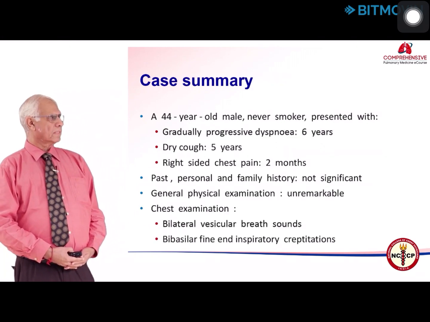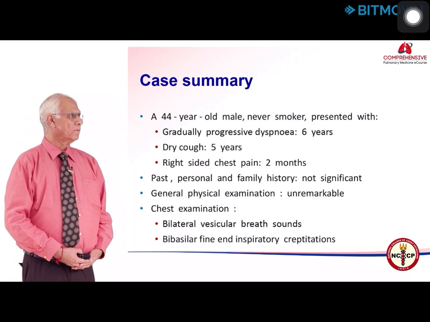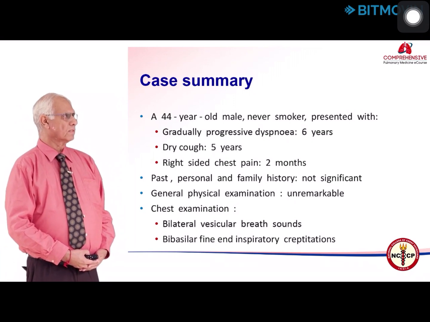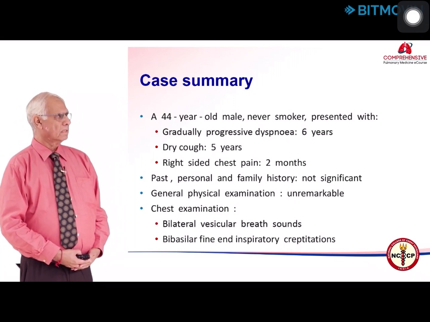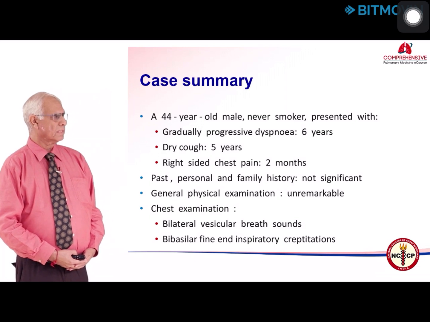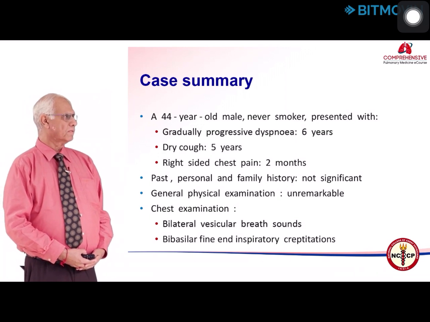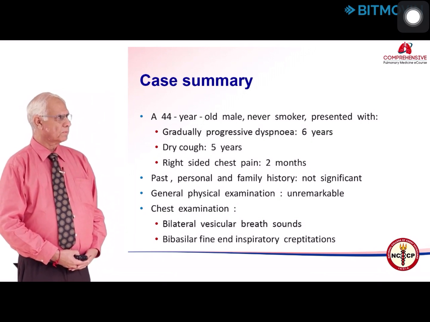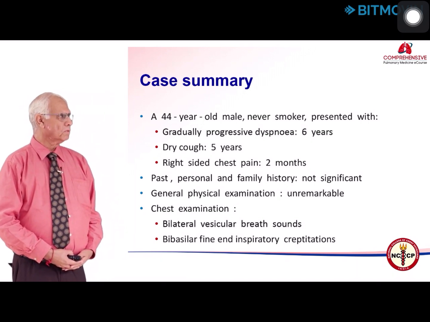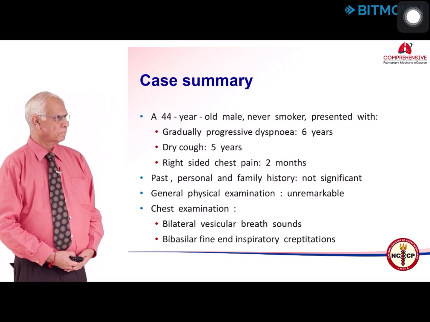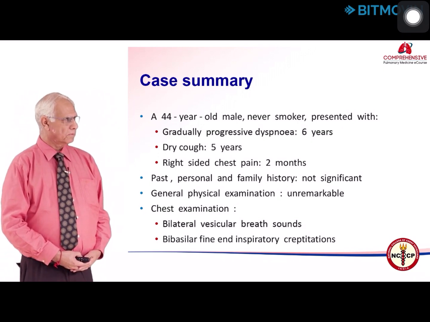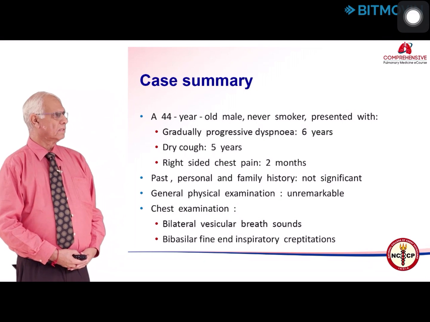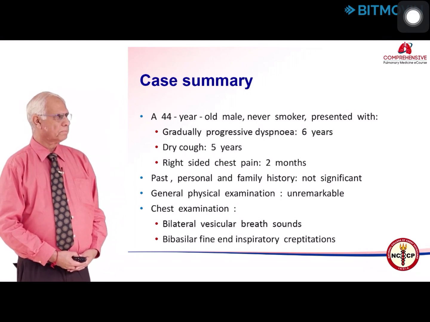I start with a case presentation. We had a 44-year-old male who was never a smoker, presented with gradually progressive dyspnea for 6 years. He had dry cough for 5 years. He did not seek medical aid because these symptoms were not so troublesome. But for the last 2 months, he had right-sided chest pain. His history was not significant, and the general physical examination was unremarkable.